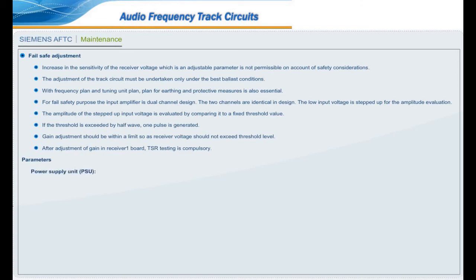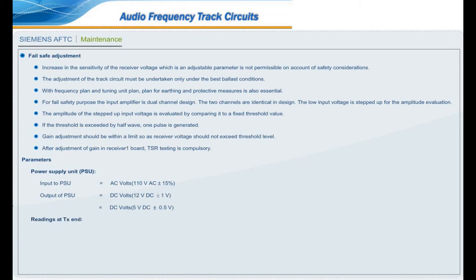Parameters. Power supply unit, PSU. Input to PSU is AC volts, 110 volt AC plus or minus 15%. Output of PSU is DC volts, 12 volt DC plus or minus 1 volt, and DC volts, 5 volt DC plus or minus 0.5 volt.